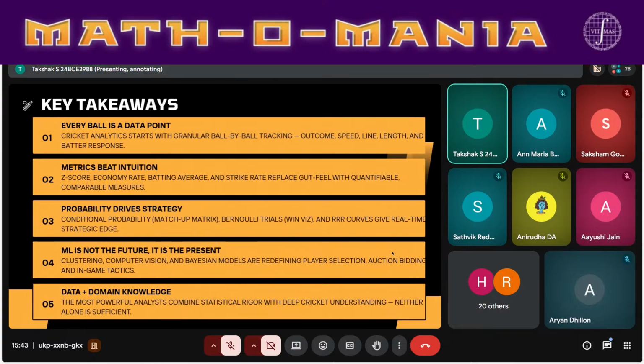And fifth, data plus domain knowledge. The powerful analyst combines statistical rigor with deep cricketing understanding. The data tells you what, domain knowledge tells you why. And you need both data and domain knowledge.